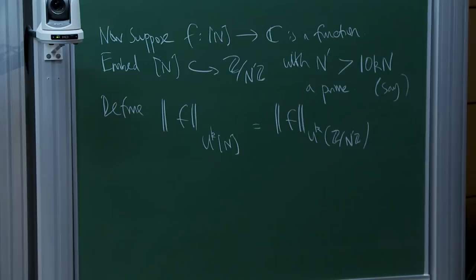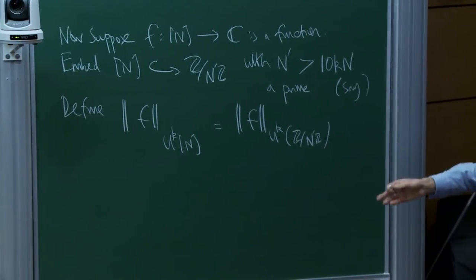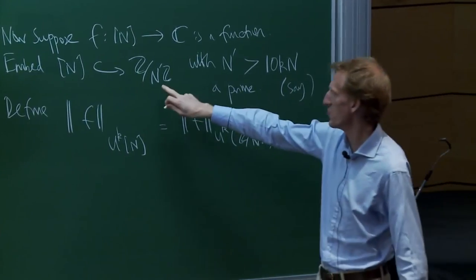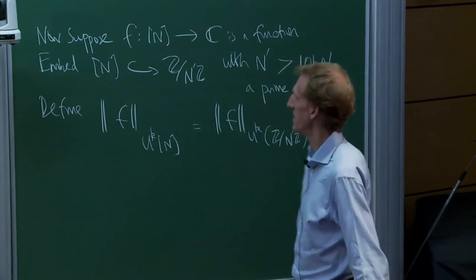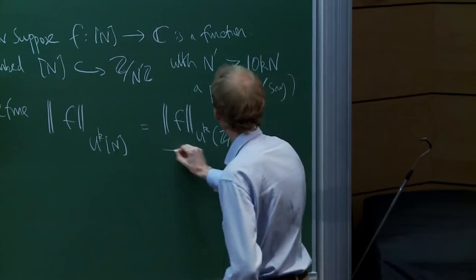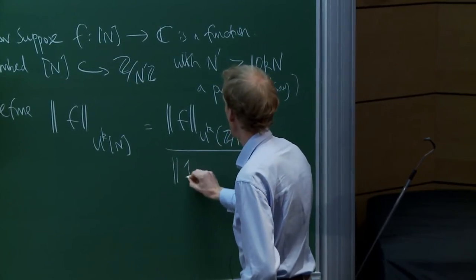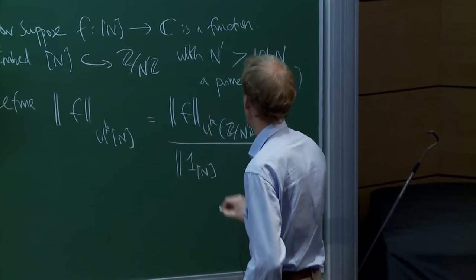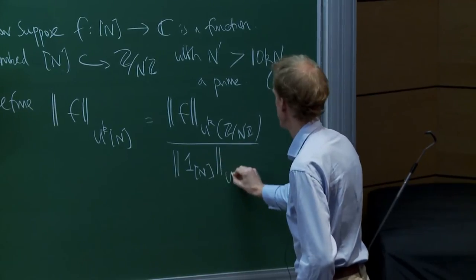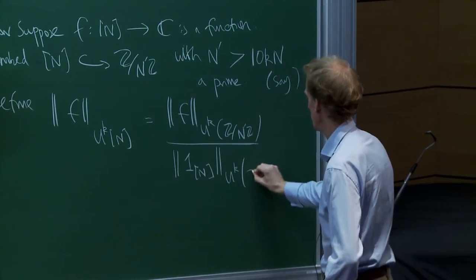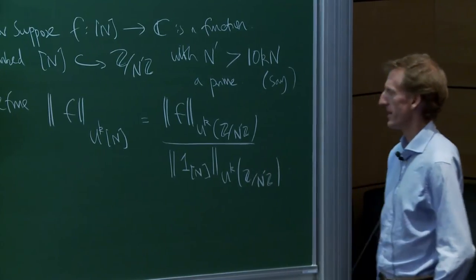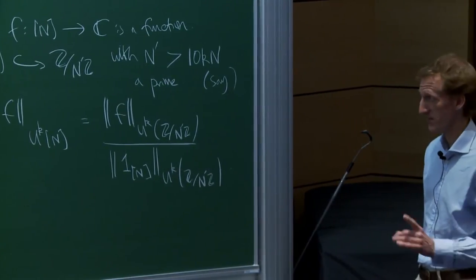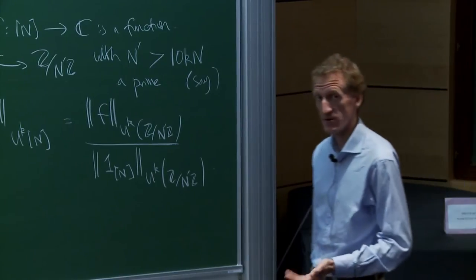This is a slight abuse of notation. f is a function on 1 up to N, but it can also be thought of as a function on this group just by setting it to be 0 outside of the image of that embedding, normalized by the norm of the interval on that same group. So that looks very technical. Let me explain two things about it. First of all, it doesn't depend on the choice of N prime.